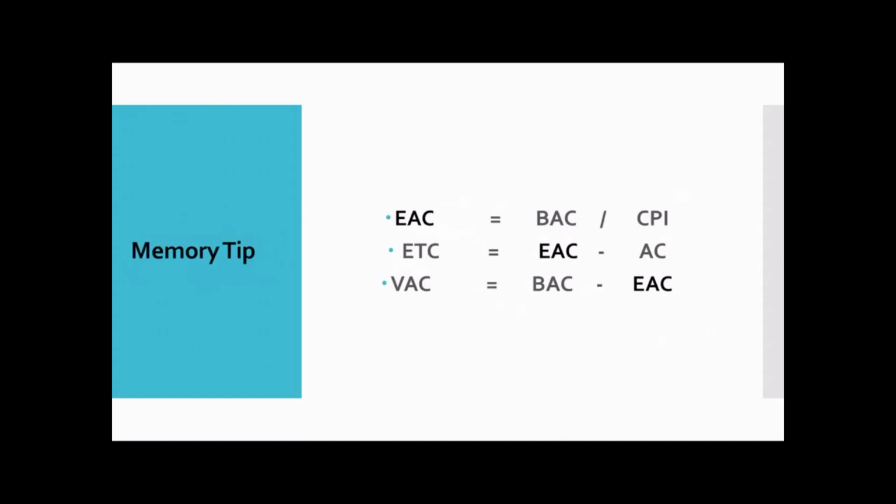So memory tip, how do you remember these formulas? You can write them alphabetically: EAC, ETC, VAC. So BAC by CPI is the first formula. Estimate to complete is EAC minus AC. Variance at completion is BAC minus EAC. So you see this, just trying to get some pattern over here. But if you go back and see these formulas, they are pretty simple, very easy. Estimate at completion in terms of CPI, if they ask, is very simple, BAC by CPI. Estimate to complete is estimate at completion minus the actual cost. Variance at completion is the budget at completion minus the EAC.